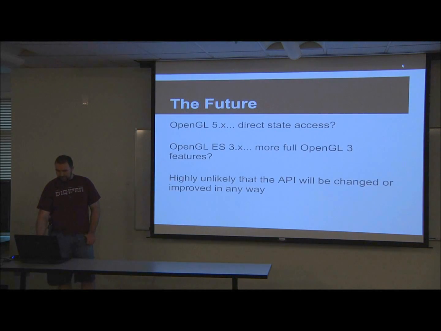All right, so looking forward at what might happen with OpenGL in the future. OpenGL 5 is rumored to maybe be coming out in a year. We'll see. Rumors are generally not reliable. Direct state access is something people are asking for a lot. That essentially means that some of the functions we'll go over later, the bind functions, would go away, which would be amazing, because those are like the worst part of OpenGL.